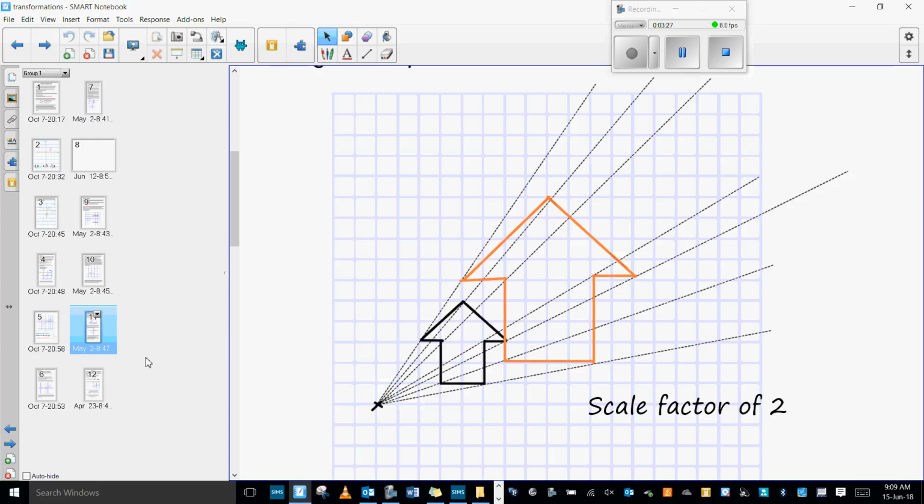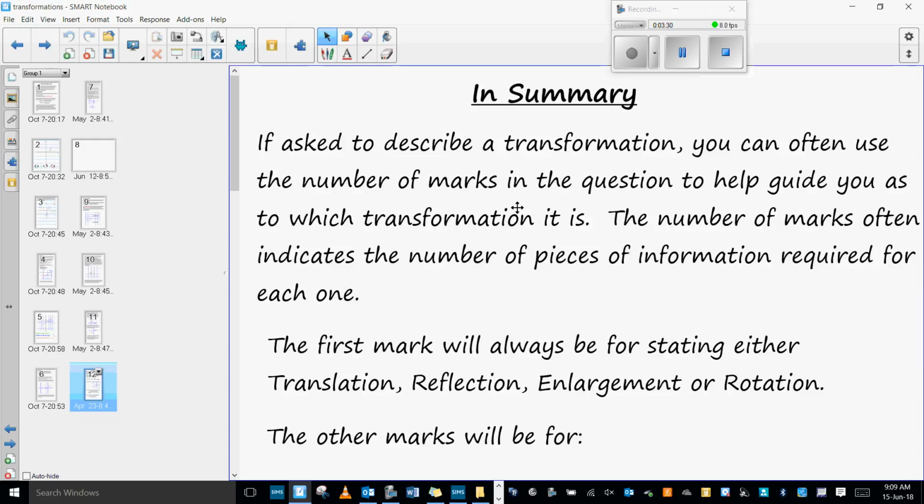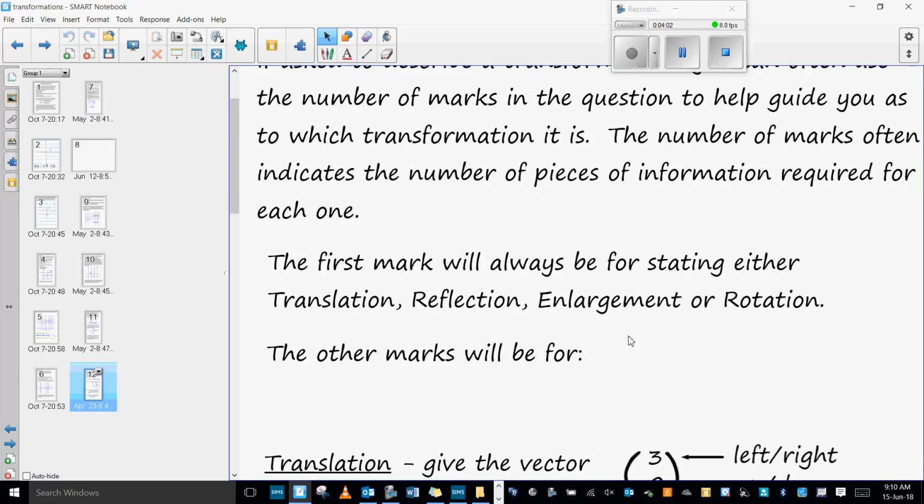Okay, now, so in summary here, in some cases, as I said, they will give you the original and the image, and they will ask you to describe what's happened. Okay, they will say, how have we got from one shape to another? So you have to remember what information you have to give for each of these things. I think I said to you the other day, it's surprising the number of students who, when they say which transformation, just miss out telling me whether it's a translation, reflection, enlargement, or rotation. Okay, that will give you one of the marks for the question. So telling me which one it is, done.